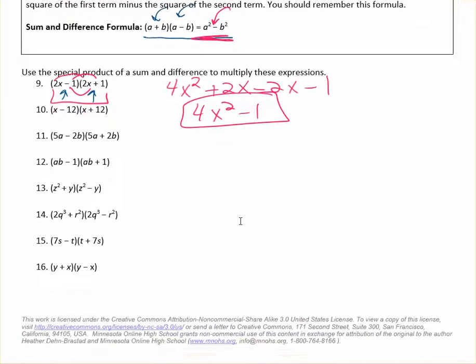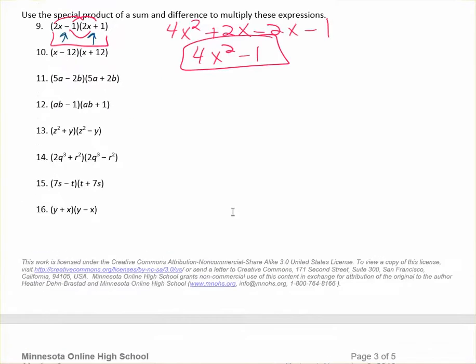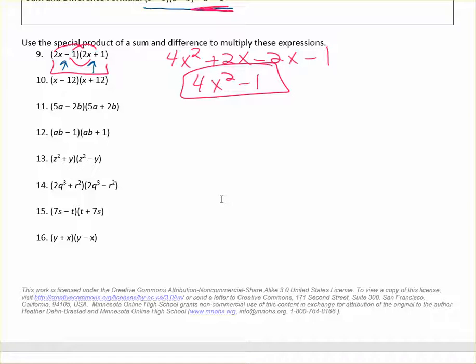And you can practice doing these problems either with FOIL or using the formula. Be careful that when you square something like number 14, if I'm going to use the formula for this, first I make sure that I can use the formula. Okay, A is 2q cubed. Wow. And this is also 2q cubed. And B is r squared, and B is r squared. One's got a plus, one's got a minus.